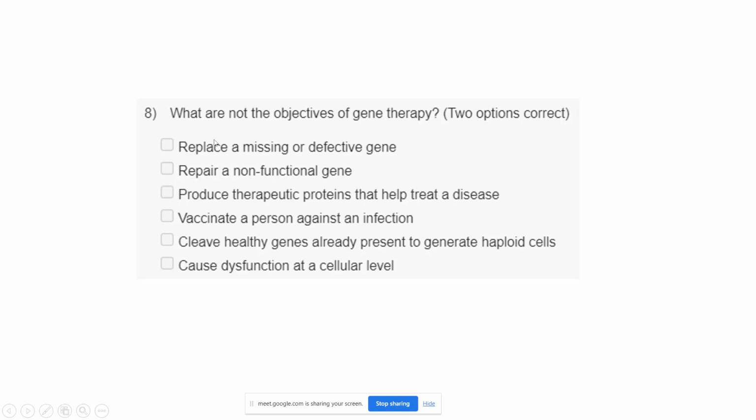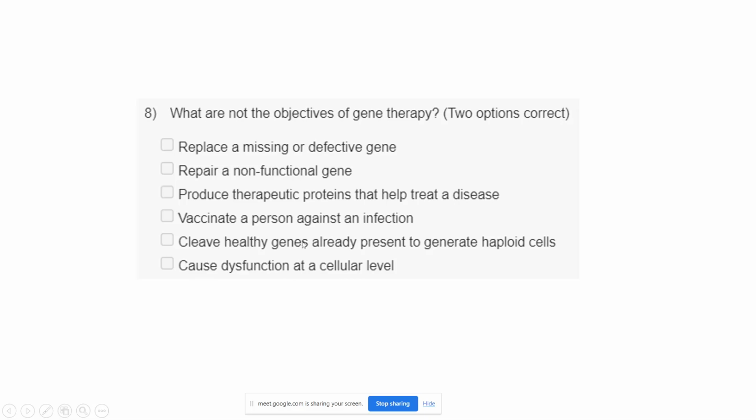Okay. So here it is asking what are not the objectives of gene therapy. So let's go through the options one by one. Replace a missing or defective gene. This is one of the objectives of gene therapy. Repair a non-functional gene. This is also an objective. Produce therapeutic proteins that help treat a disease. Vaccinate a person against an infection. These are also the objectives of gene therapy.